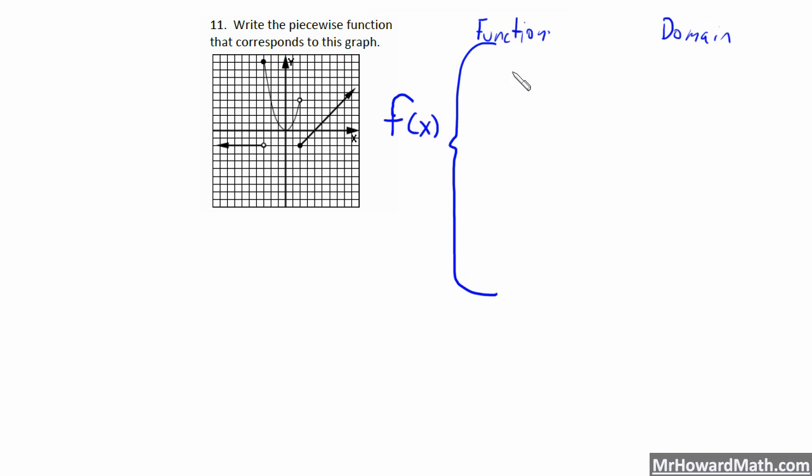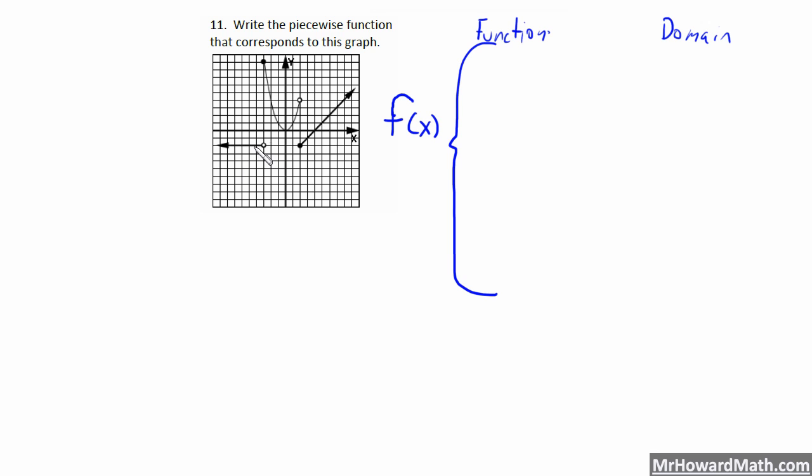We always have our f of x with a bracket here, and we write the function part on the left side and we write the domain on the right side. So I usually work left to right, so we need to write the function that describes this piece. Notice we have 3 pieces, so we're going to have 3 functions and 3 domains for those functions.